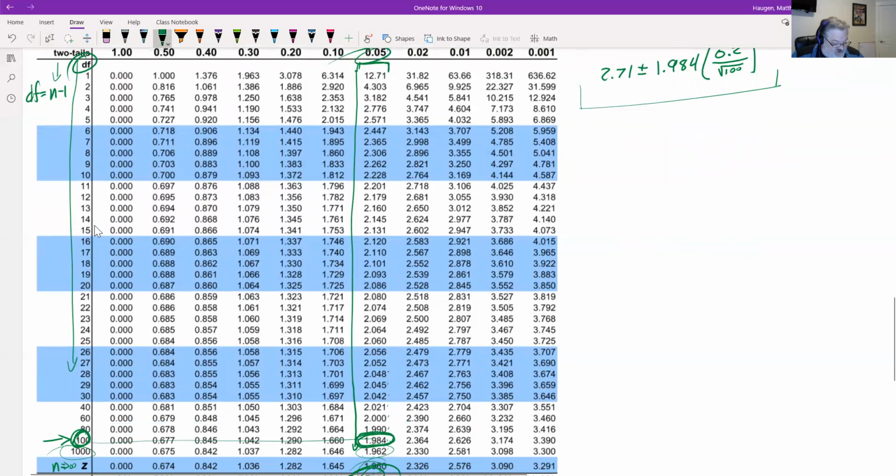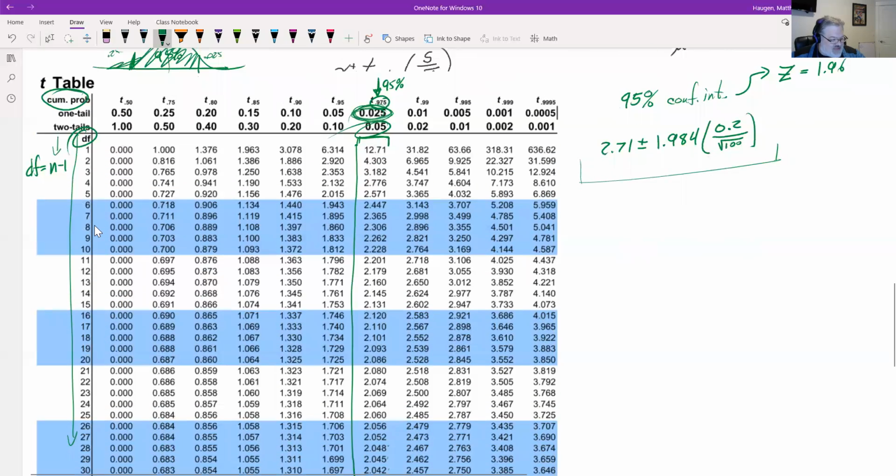So technically, for a sample size of 100, we should have been looking for degrees of freedom of 99. But 99 is not on the chart. What's the closest thing on the chart? 100. So we used 100. Fair? So we'll talk about that a little bit tomorrow.